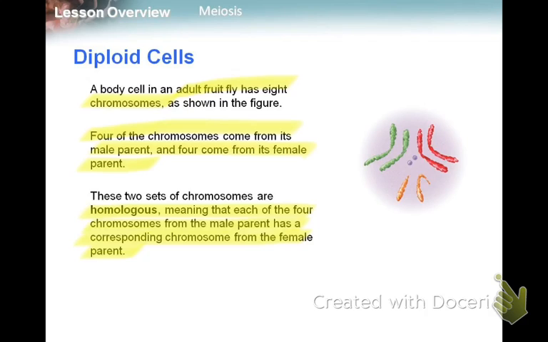So you see these grouped together. The green chromosomes here are homologous. These little purple guys here are homologous chromosomes. The red ones are homologous. And then the orange ones are also called homologous chromosomes.